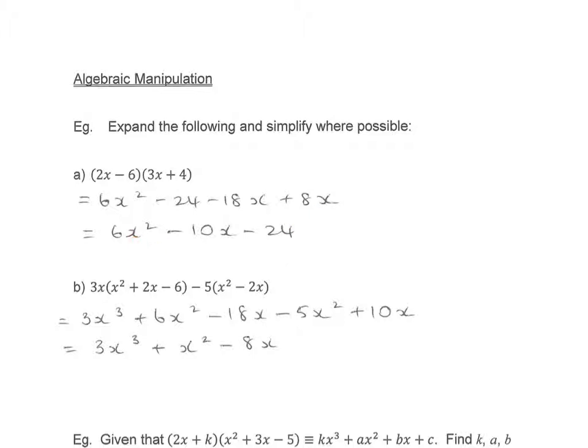So just tidying up then, collecting our like terms. So minus 18x plus our 8x giving us minus 10x. So 6x squared minus 10x minus 24.